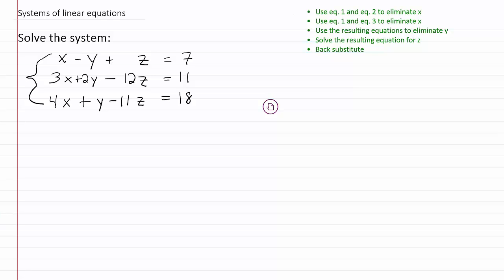Solve the system. All right, so we're going to try to apply the steps listed here to solve a system of equations with 3 variables and 3 unknowns. So we'll begin by copying down the first equation as it is, and the second equation as it is.